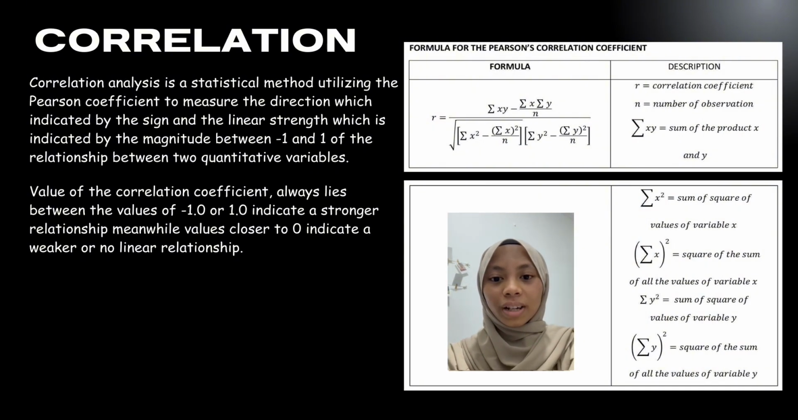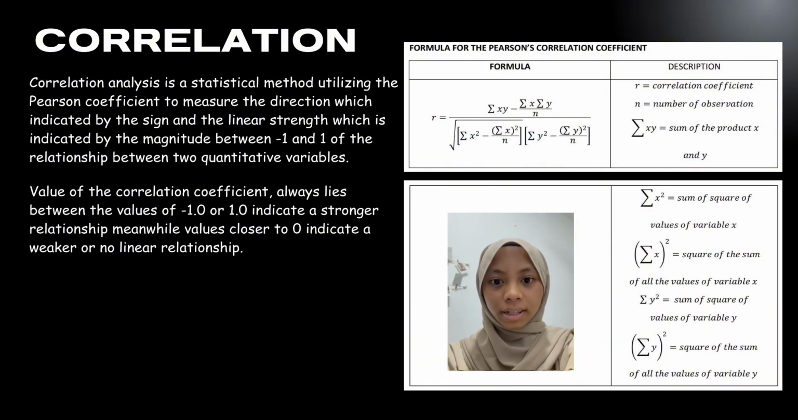The formula for the correlation coefficient is R equals the total of xy minus the total of x multiplied by the total of y divided by n, and all of that divided by the square root of the total of x squared minus the total of x, squared, divided by n, and all of that multiplied by the total of y squared minus the total of y, squared, divided by n.